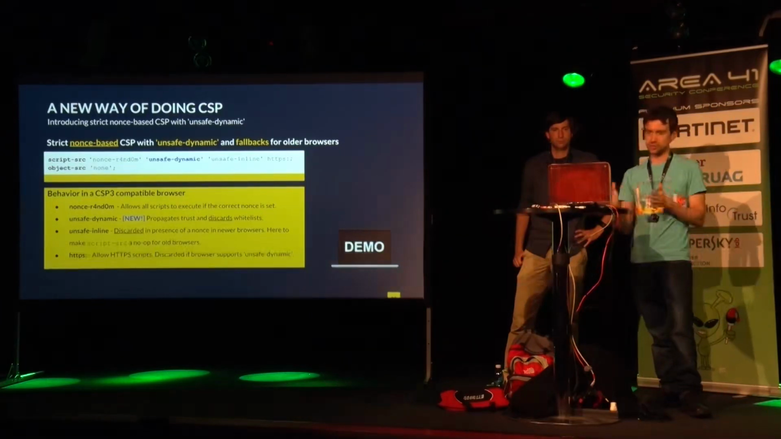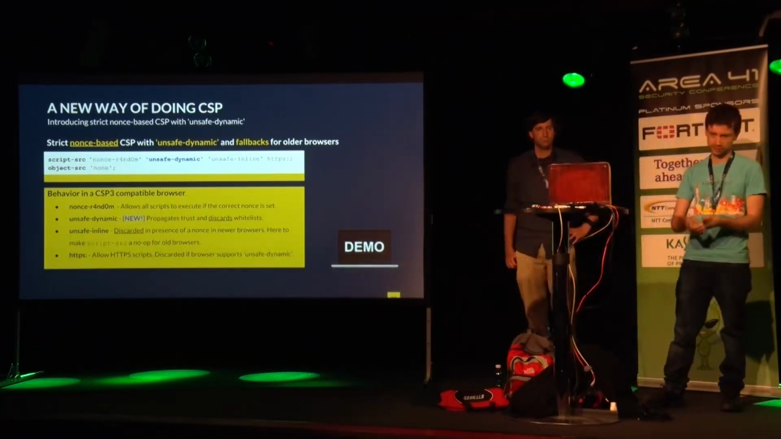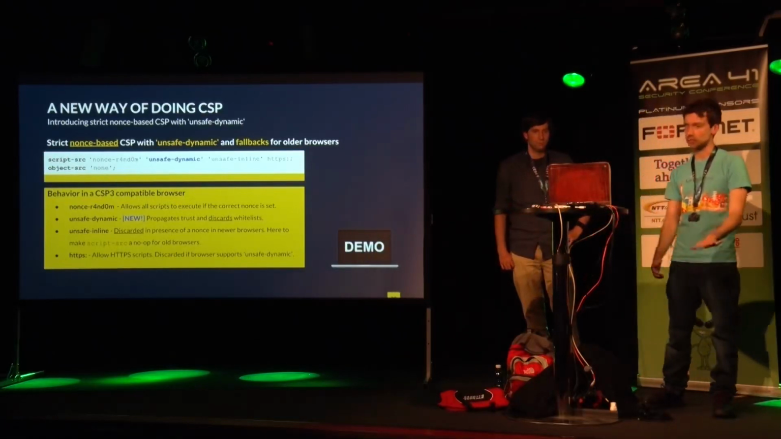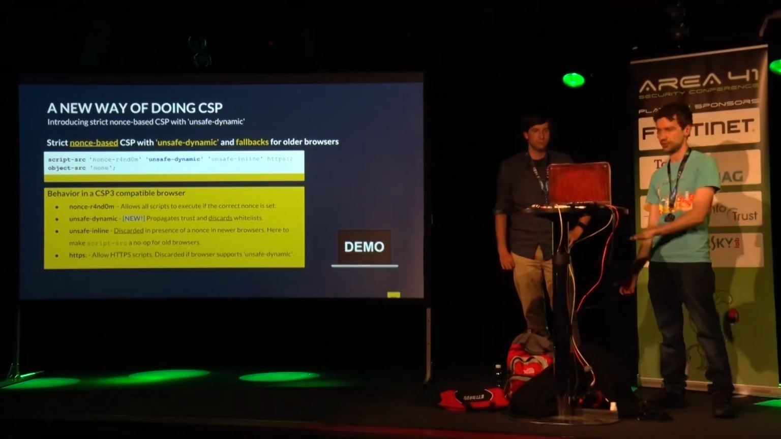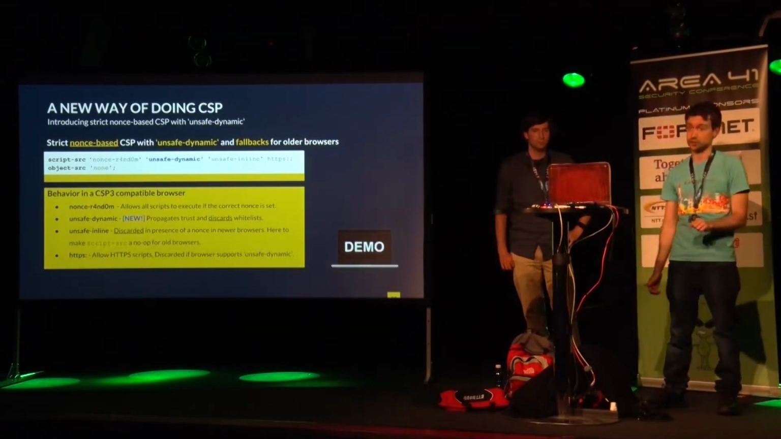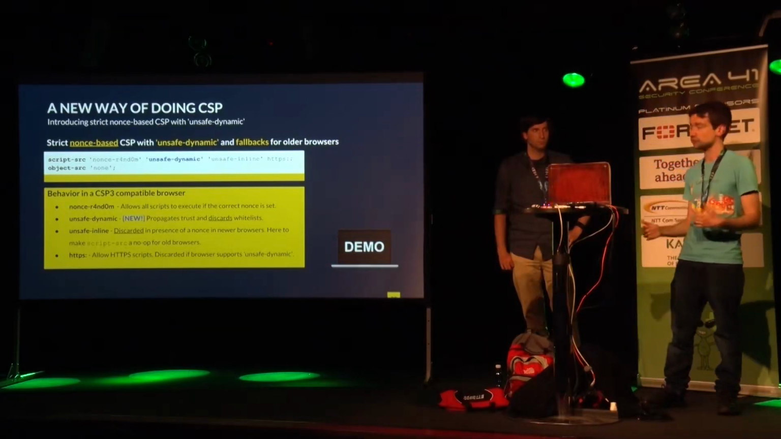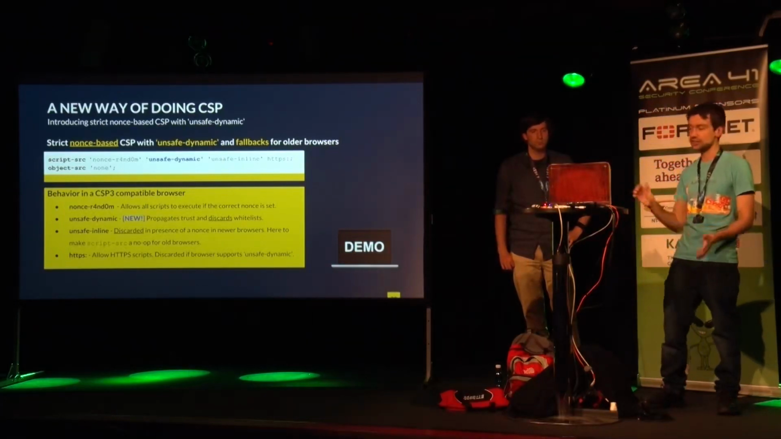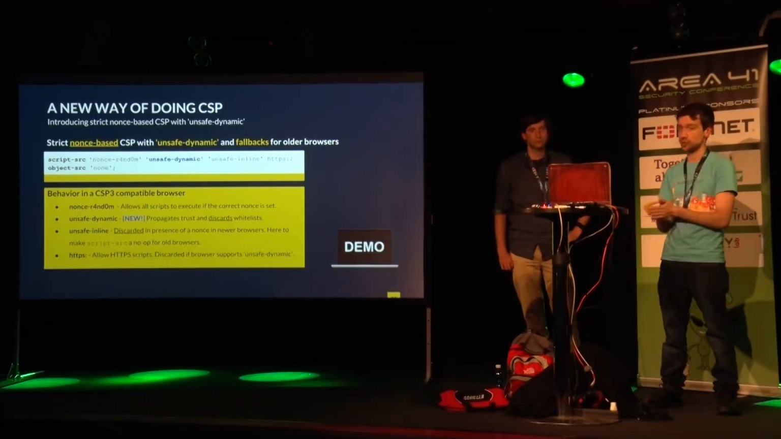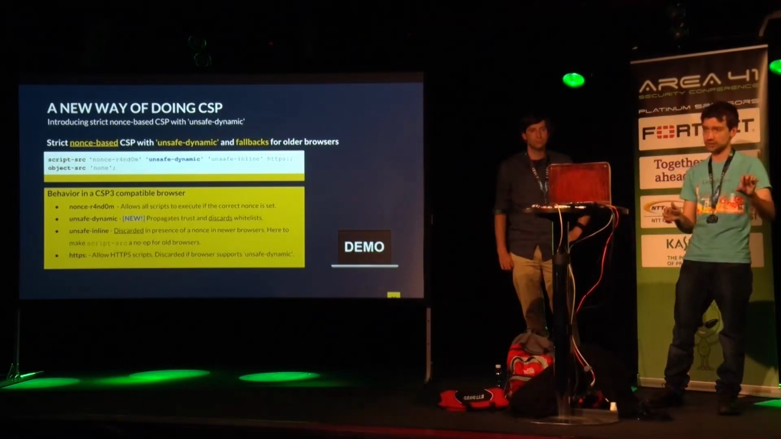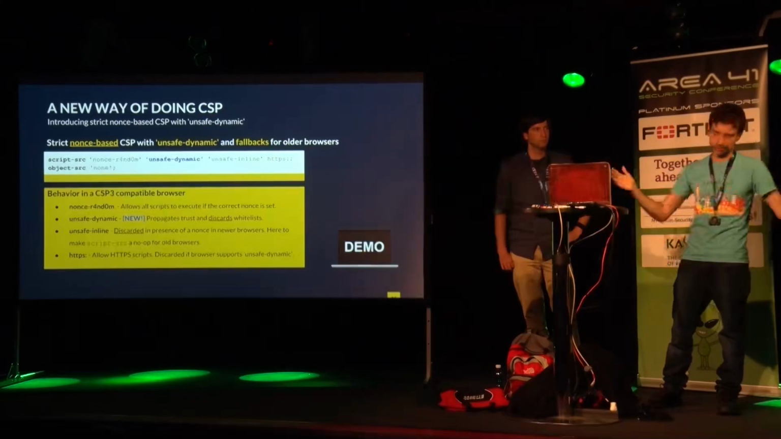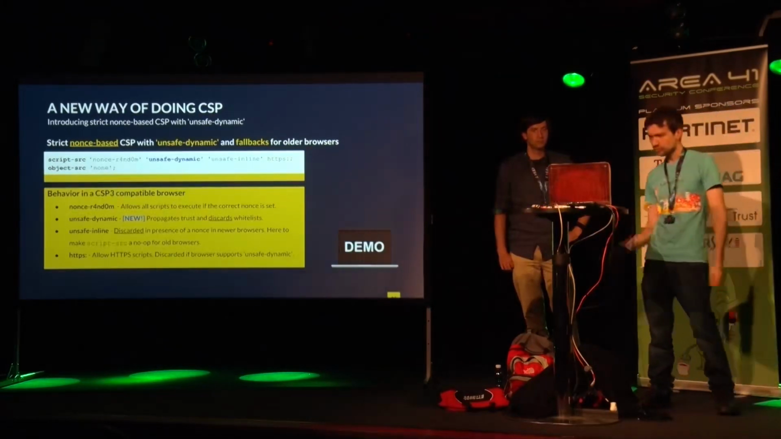So nonce-random means allow all scripts to execute if the correct nonce is there. Unsafe-dynamic is the shiny new thing, and it means propagate trust and discard the whitelist if your browser supports it. Unsafe-inline is discarded in the presence of a nonce. So already now, browsers that support nonces discard unsafe-inline. But browsers that do not support nonces will ignore the nonce source expression and will honor unsafe-inline, which means allow everything. So it's a no-op for them.